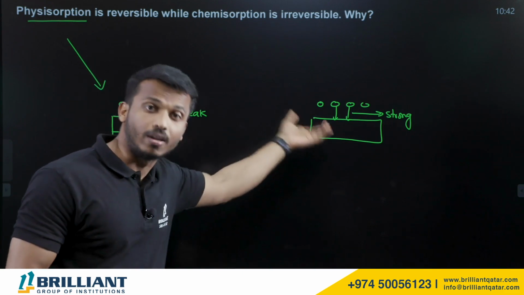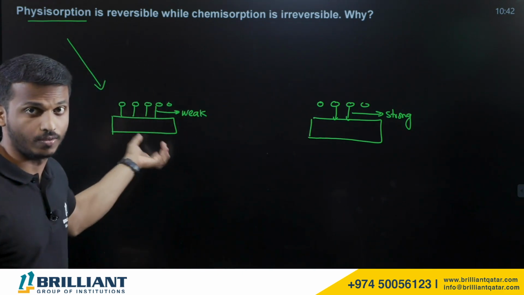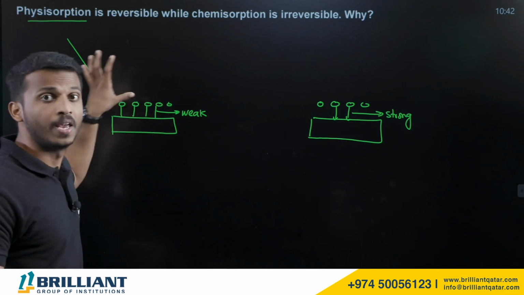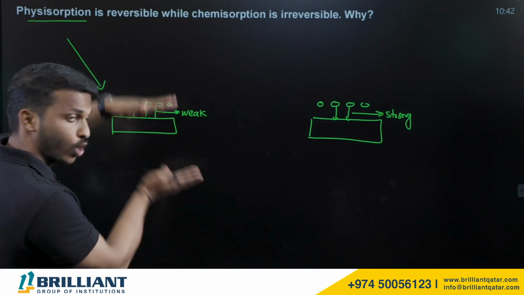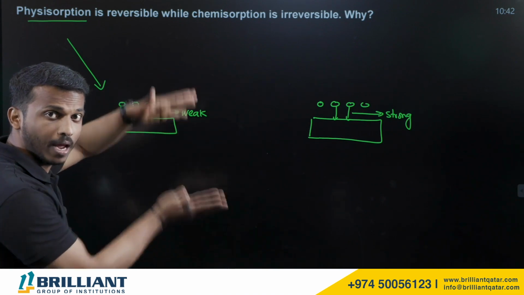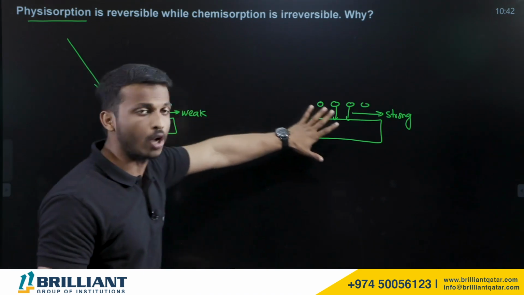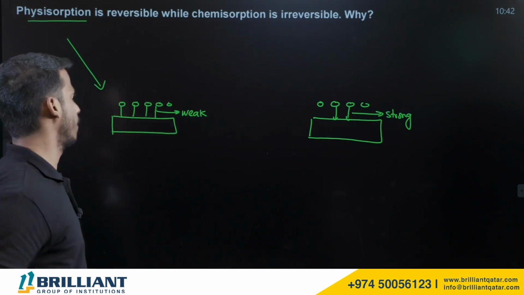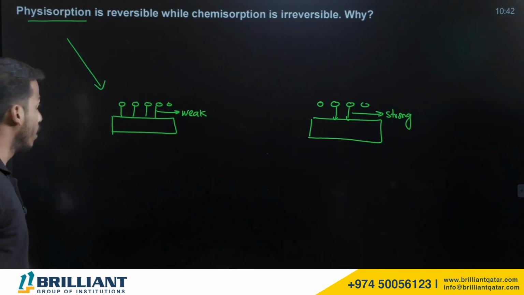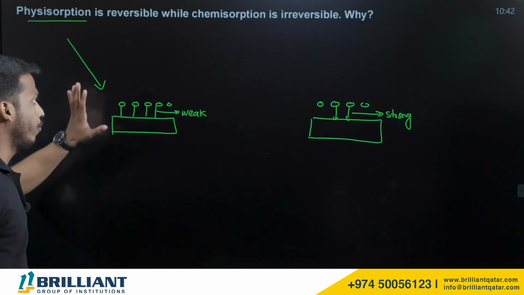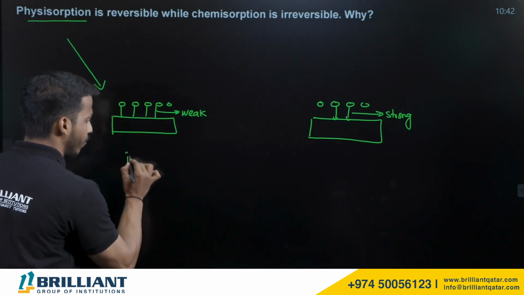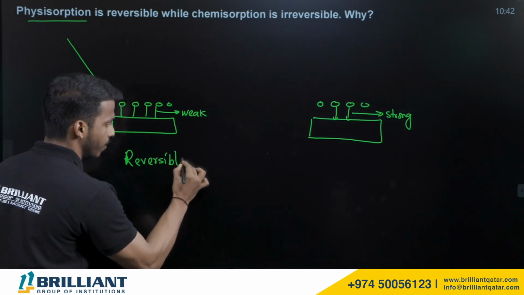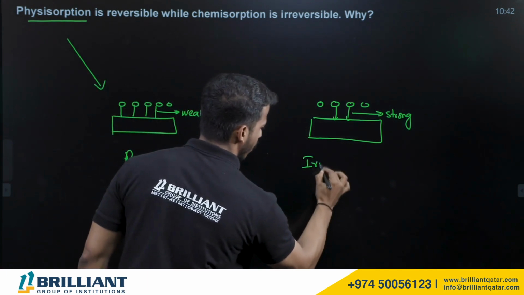So this is irreversible, whereas physisorption is reversible. Desorption and adsorption can happen at any time, but chemisorption is irreversible. Once it is formed, it's a stable product. Okay, next one. So the final answer, all of you: physisorption. This is about physisorption, right? Physisorption is reversible, whereas chemisorption is irreversible.